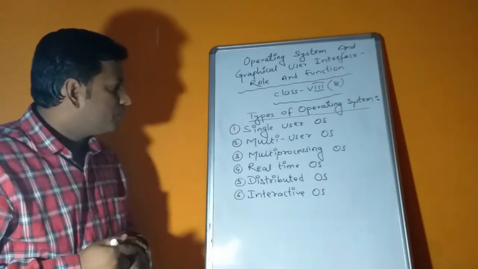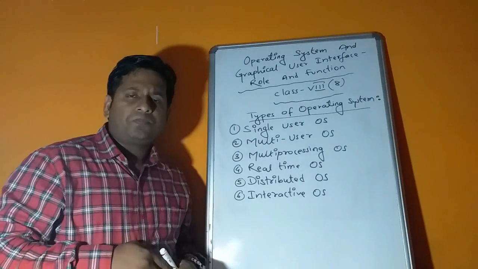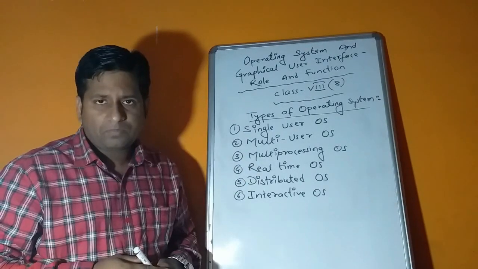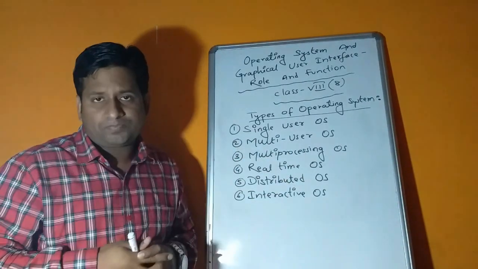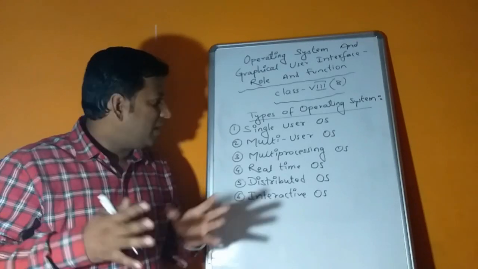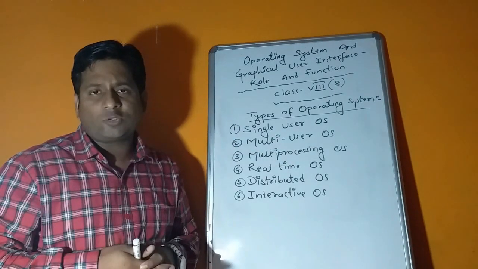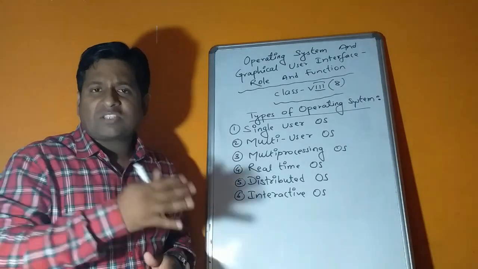So the second type, multi-user operating system. Multi means many. That means many users can interact. Many users can use the operating system resources. The best example is the banking sector.